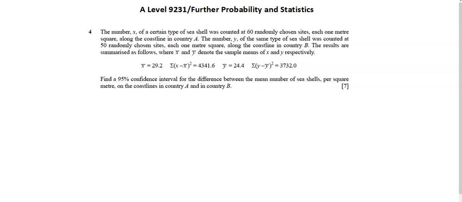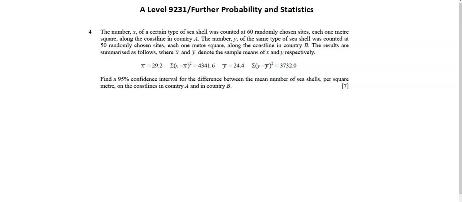This is the specimen paper for 9231 Further Probability and Statistics for the 2020 exam series, question 4. The number x of a certain type of seashell was counted at 60 randomly chosen sites, each 1 meter square, along the coastline in country A. The number y of the same type of seashell was counted at 50 randomly chosen sites, each 1 meter square, along the coastline in country B.